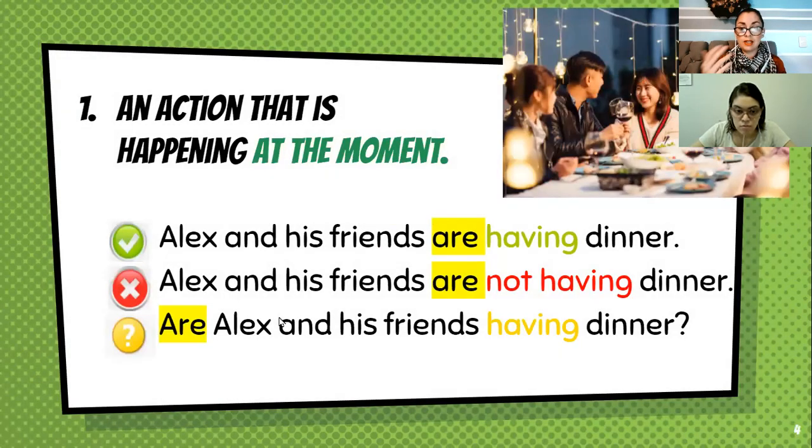So let's see another example. Here we have the question, are Alex and his friends having dinner? As you see, the verb to be just moved to the beginning of the sentence. And the rest of the sentence is exactly the same. If you see here, you just move it to the beginning of the sentence. And the rest is exactly the same.